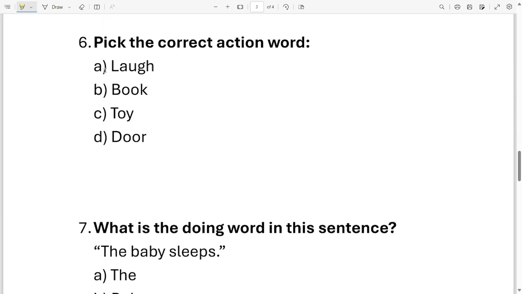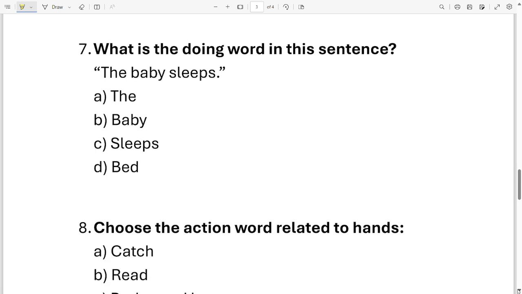Next question is question number 6. Pick the correct action word. The options are laugh, book, toy, door. Out of these 4 words, can you identify the action word? It is laugh. Option A.